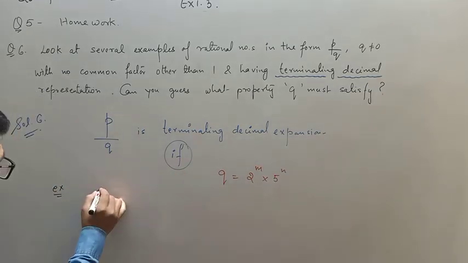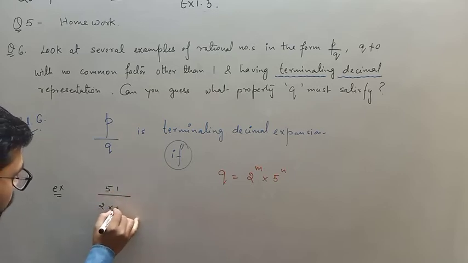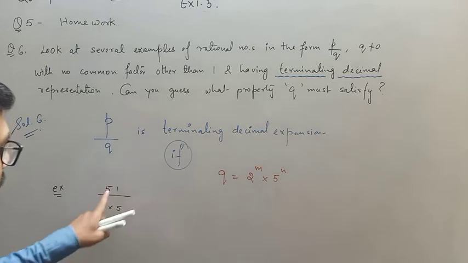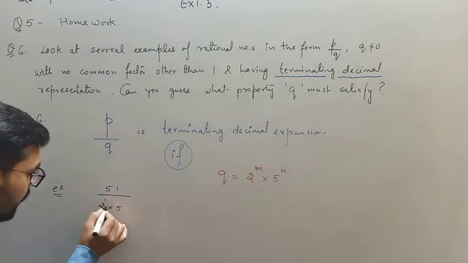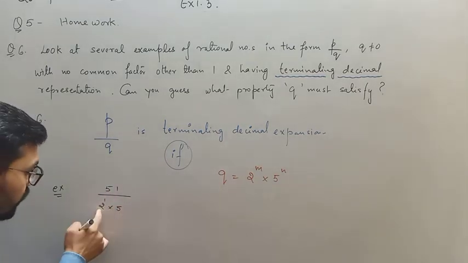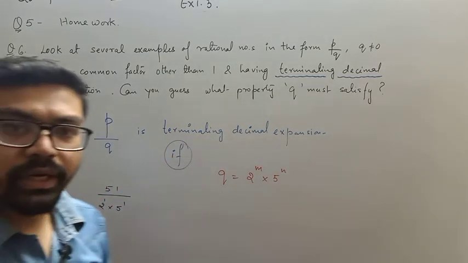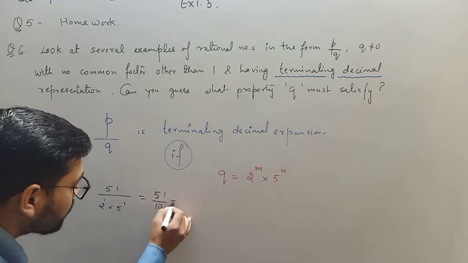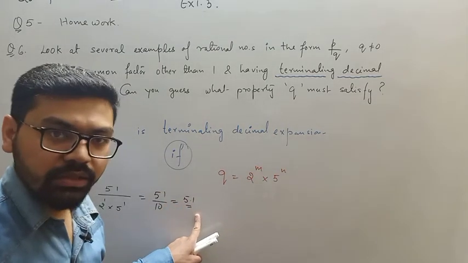Let's say I have one fraction, 51 divided by 2 into 5. 51 divided by 2 into 5. So just observing this Q, 2 to the power m, 5 to the power n, this fraction will be a terminating decimal. And you can check also, 51 divided by 10 is equal to 5.1. So this is a terminating decimal.